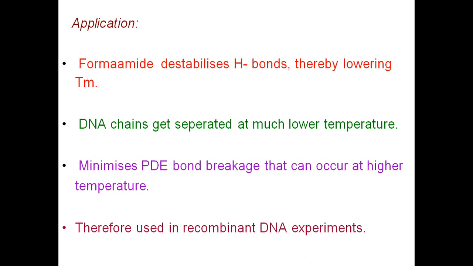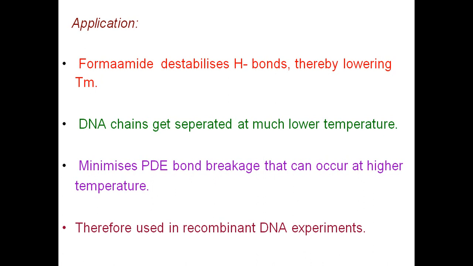The phosphodiester bond that is present between the sugar and phosphate of the nucleotide molecule will also get disturbed. As a result, what will happen? The single strand DNAs may not be formed exactly the way we want. So for that purpose, we can use this compound called formamide to destabilize the hydrogen bonds and decrease the melting temperature, so that the phosphodiester bond will remain intact with the sugar and the single strand DNA will be maintained in intact structure.